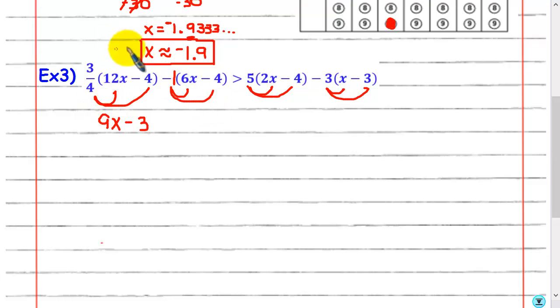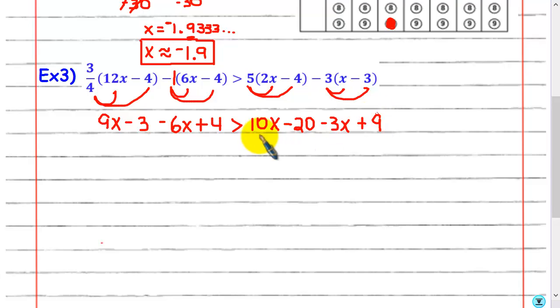So negative 1 times 6x will be negative 6x. Negative times a negative is a positive, and 1 times 4 is positive 4. Then we have the symbol greater than. And then we're going to do 5 times 2x equals 10x. And then 5 times negative 4 will be negative 20. And then negative 3 times x is negative 3x. And negative 3 times negative 3 is positive 9.